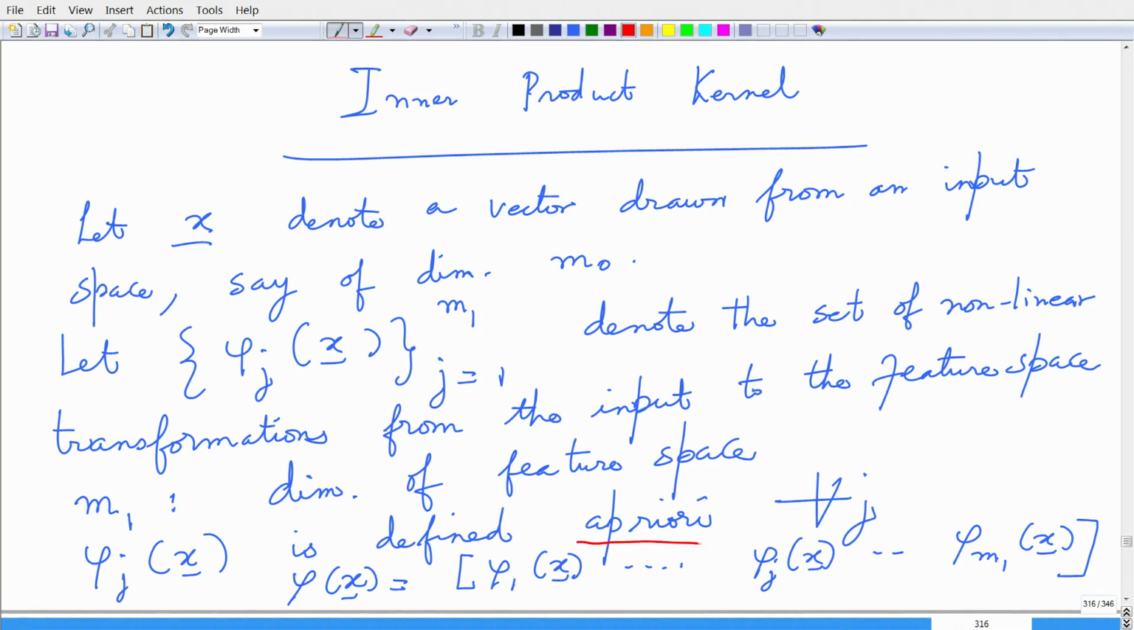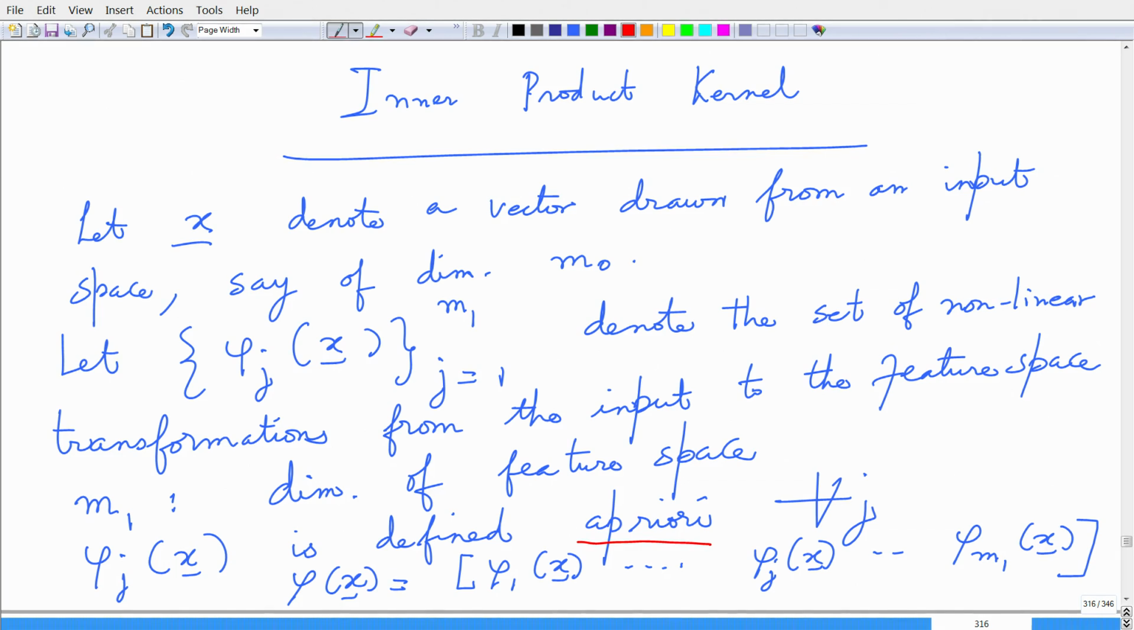I think this concept would be more clear once we discuss an example of these inner product kernels and what these feature spaces are, particularly when I discuss the solution to the XOR problem using SVMs. There I think you will get the clarity behind what I am talking.